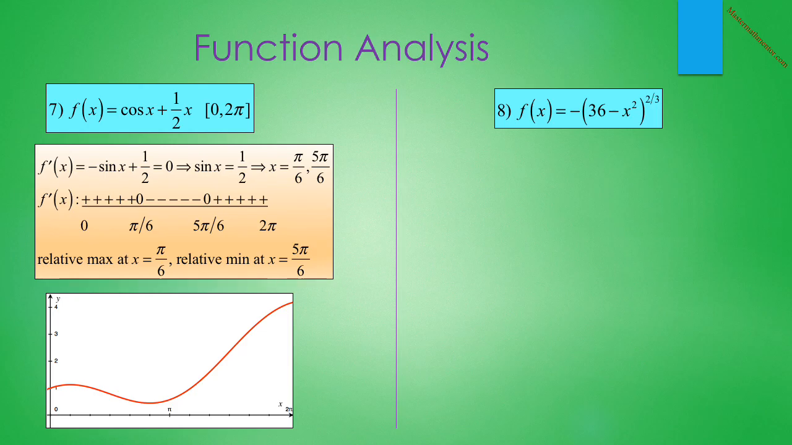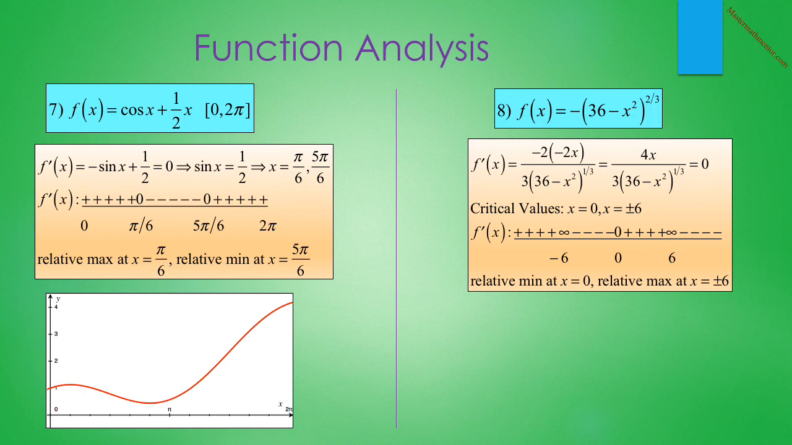Notice that you would not have the heights of the curve, just the general shape from the first derivative work. You would have to plug in x equal to 0, 2 pi, pi over 6, and 5 pi over 6 into the original function to get a sense of the height.